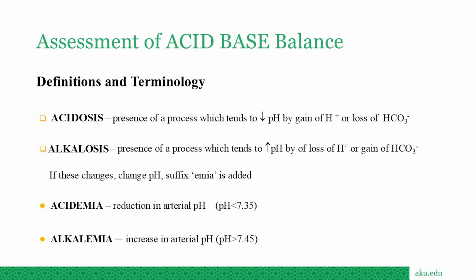The next part of the presentation is assessment of some basic terminologies and definitions. What is acidosis? It is the process in which there is a decrease in pH by the gain of hydrogen ion or loss of bicarbonate. Alkalosis, on the other hand, is a process which tends to increase the pH of the body by decreasing hydrogen ion or gaining bicarbonate. When these changes cause a reduction in the arterial pH or an increase in arterial pH above the normal range, this is called acidemia or alkalemia.